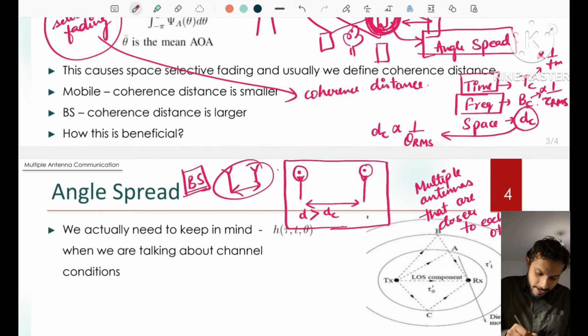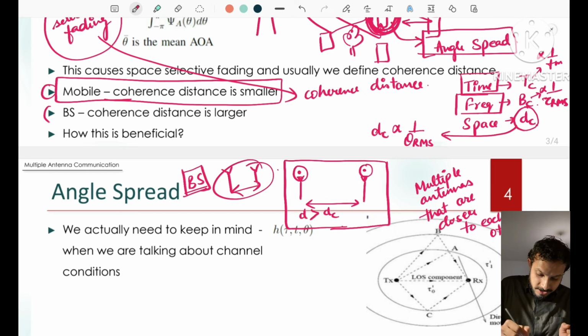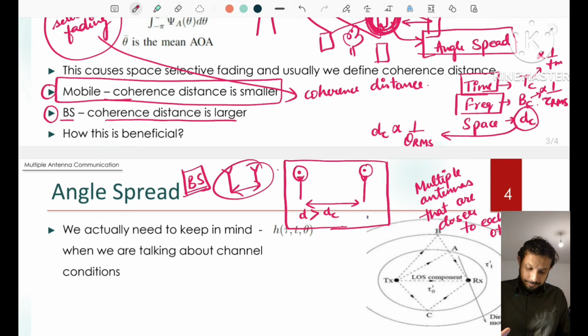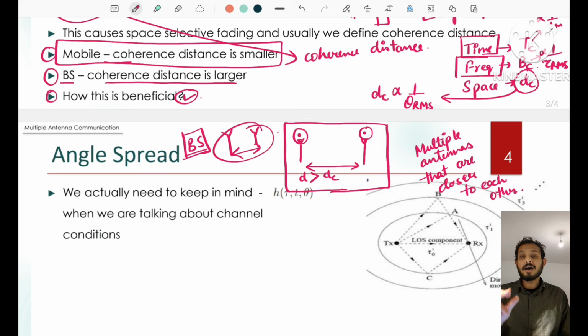So in case of mobile, we saw that the coherence distance is smaller because the angle spread is more. The more the angle spread, the less the coherence distance. Whereas in case of base station, the coherence distance is larger. And how this is beneficial, we have studied: the lesser the coherence distance, the more we can have two antennas closely packed to each other.